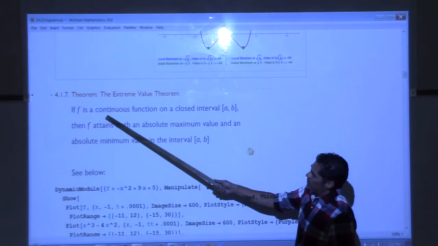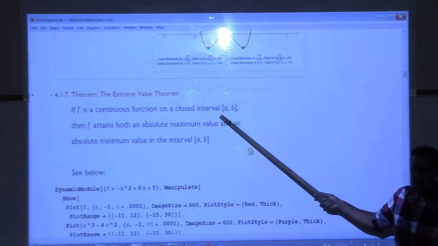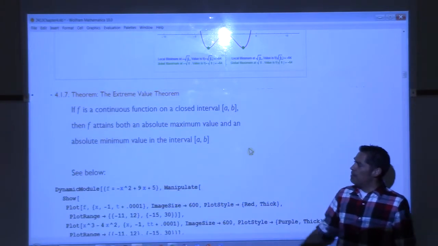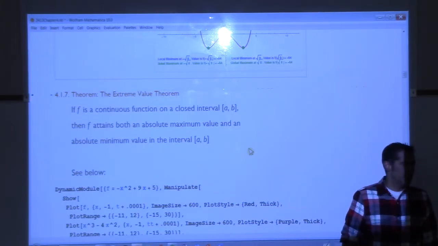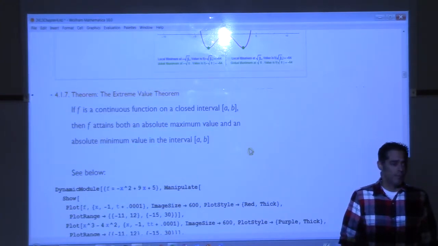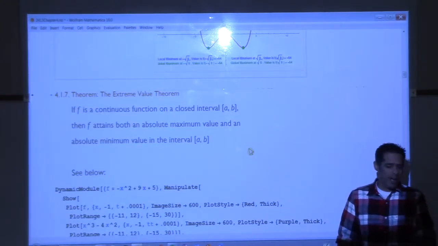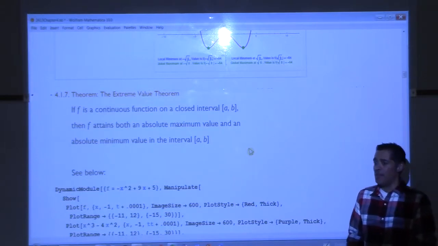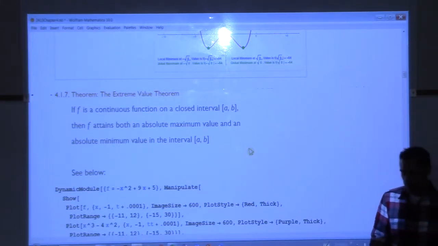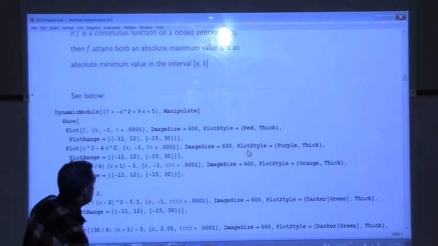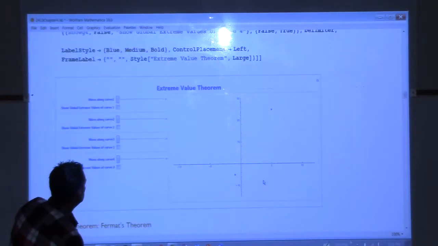If you have a continuous function on a closed interval, then your function must attain both an absolute maximum and an absolute minimum somewhere within the interval. You've got to have a highest point and you've got to have a lowest point if it's continuous on a closed interval. It's impossible to not have both a global max and min. That's what the theorem says. Let's try and visually understand why that's true.